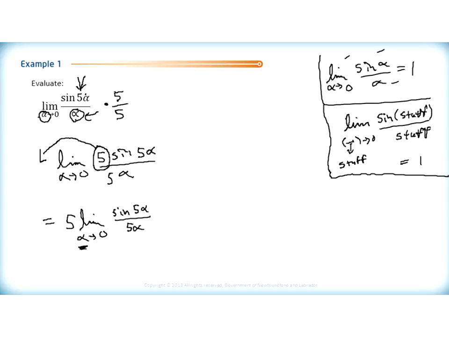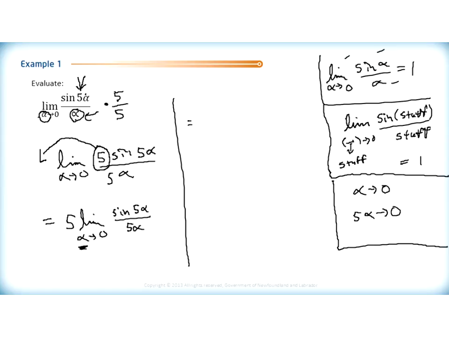Well, that bit is actually quite minor. What we do with that is there's lots of techniques to deal with this in terms of a substitution, but I think the easiest way to deal with that is just to say that if alpha approaches 0, what's 5 times alpha going to do? You guessed it, it's also going to 0. So I'm allowed to actually change the variable on my limit there to say the limit as 5 alpha approaches 0 of sine of 5 alpha all over 5 alpha.